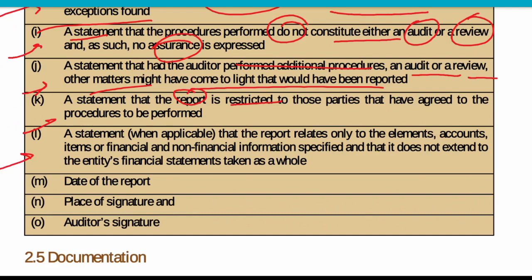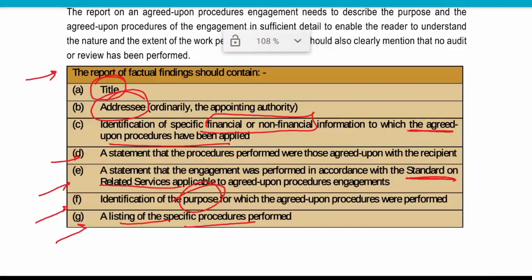Then a statement, when applicable, that the report relates only to the specific element. You also need to make sure that in this report we have only taken care of this particular element, or this particular account, or this particular financial or non-financial information. In our case, it was accounts payable or the suppliers. And then the last three, very important: date, place of signature, and the auditor's signature. Okay, this is how we will do the reporting, and this should be the content of the reporting.